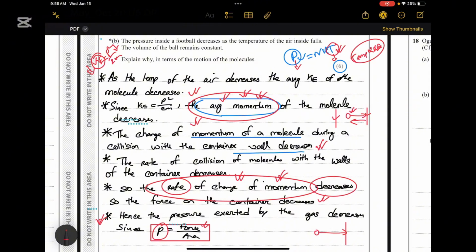And why did the force decrease? Because the rate of change of momentum is equal to force. We know force is equal to mv minus mu divided by time taken. If this rate of change of momentum has decreased, then this force will also decrease, and if the force decreases, then the pressure also decreases. So we are done with the 6 points.